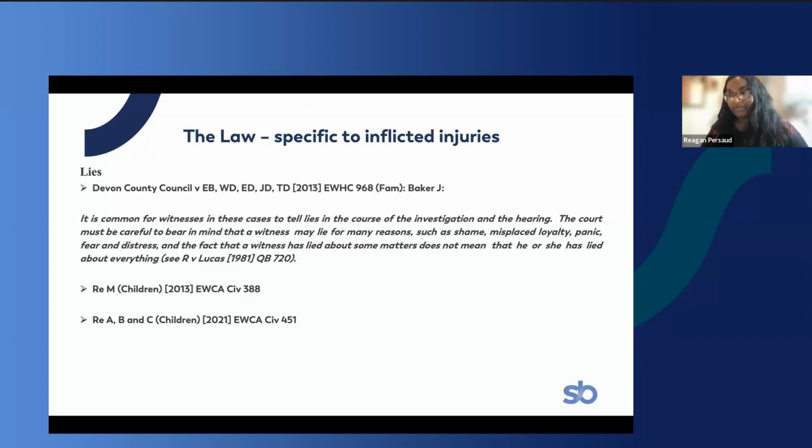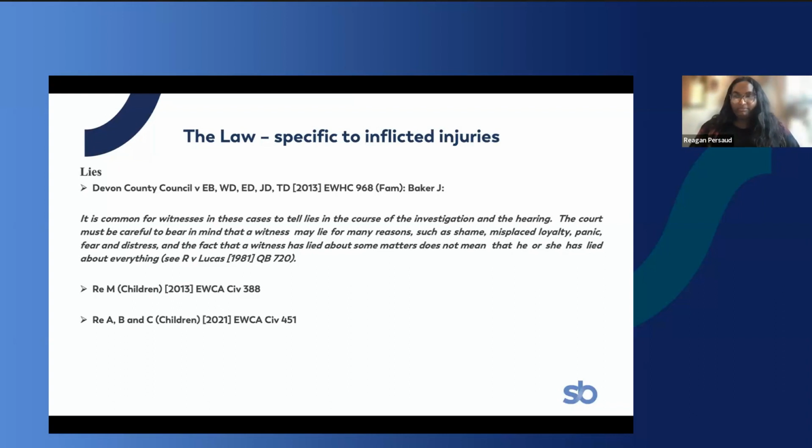A lie, however, is only capable of supporting other evidence against the defendant if the jury is sure that, 1, it is shown by other evidence in the case to be deliberately untruthful, 2, it relates to a significant issue, and 3, it was not told for a reason advanced by the defendant or from other reasons arising from evidence, which then points to his guilt.